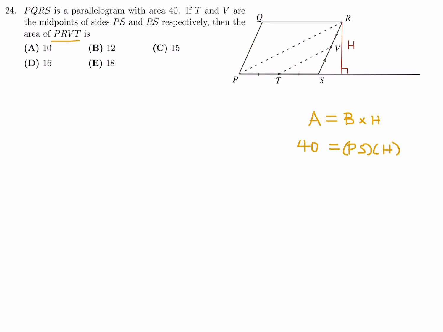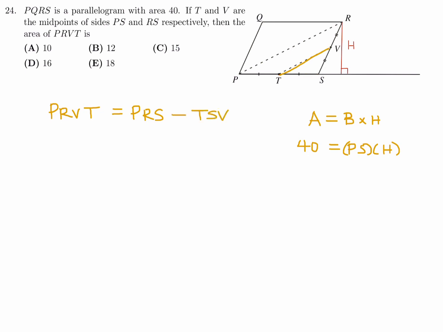Now, let's go back and look at PRVT. PRVT is what they want me to figure out the region, the area of. Well, PRVT is going to be half of the parallelogram, which is PRS, minus this little guy, this triangle, TSV, I guess.